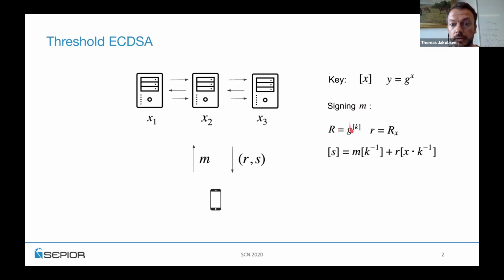We have to pick a nonce. It's a random value, and it has to be kept secret. But we have to open this value here. And also to compute the signature, we have to compute this expression. The hard part with threshold ECDSA is that we have to compute multiplications of secret values. This is the private signing key, and this is the nonce inverted. So it's hard because there has to be some MPC multiplication going on here.